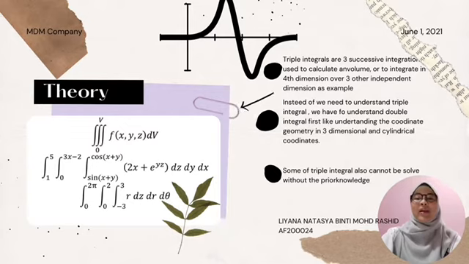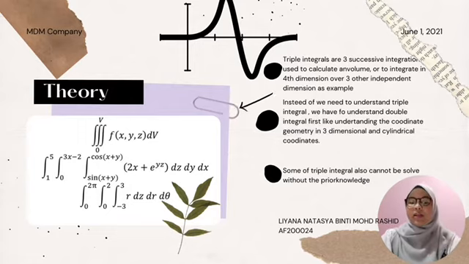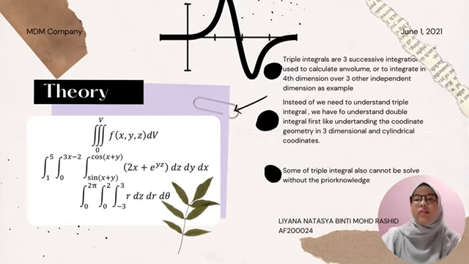AF2024. So, today I'm going to talk about the theory of triple integration. Triple integration is three successive integrations used to calculate a volume or to integrate in four dimensions or three other independent dimensions. Before we can understand triple integration, we have to understand double integration first, like understanding coordinate geometry in three dimensions or cylindrical coordinates. But some triple integrals cannot be solved without the prior knowledge.